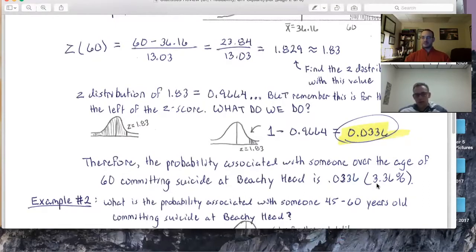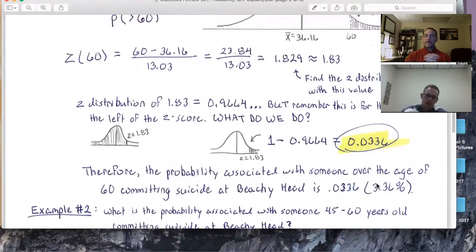Make sense? Yes. And this area underneath the curve visually represents probability, correct? Correct. That's 3.36% of the area under the curve.